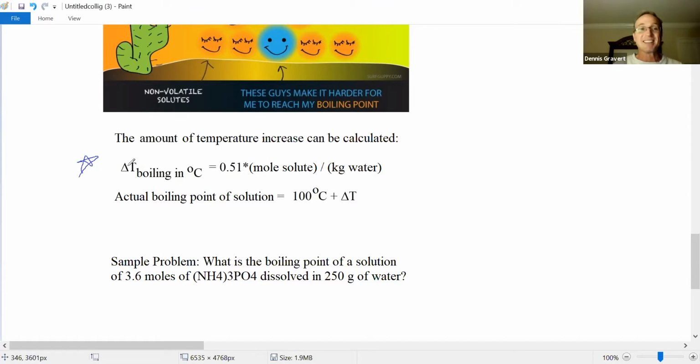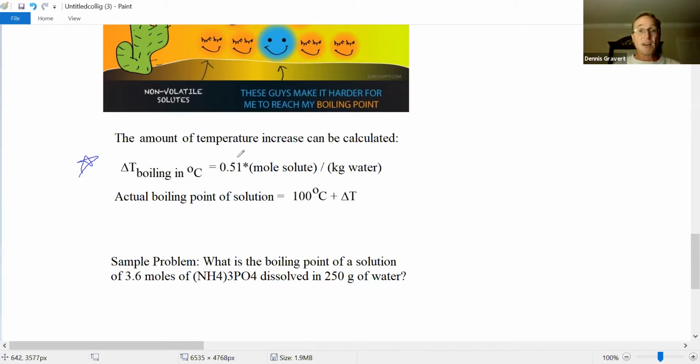Okay, so the equation is the change in temperature, the change in the boiling point temperature, is equal to 0.51 times the moles of solute divided by the kilograms of water. The 0.51 is a conversion factor. This is only valid for water.